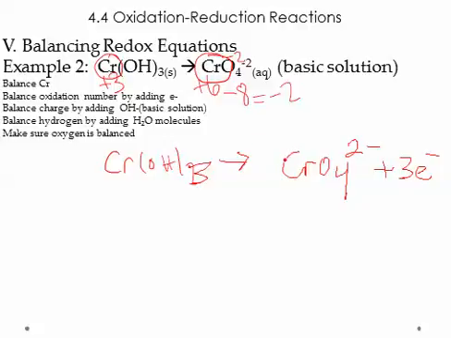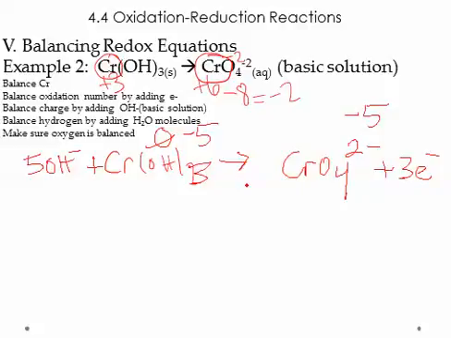The next thing we're going to do is, because this is a basic solution, balance the charge by adding hydroxide ions. This side has a total charge of -5, and our chromium hydroxide side has a total charge of 0. Hydroxide has a negative charge, so we're going to add 5 hydroxides to the product side, and that's going to bring this side to -5. So both sides are -5.